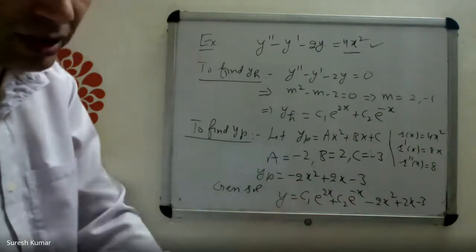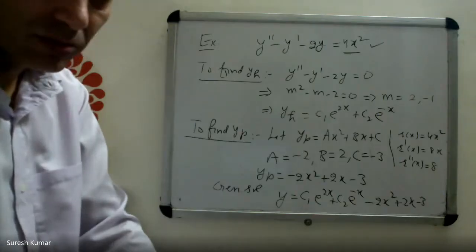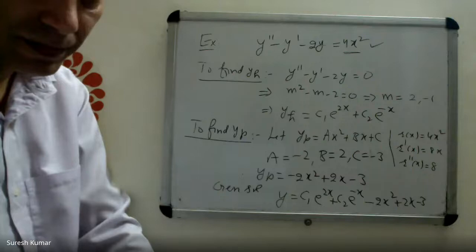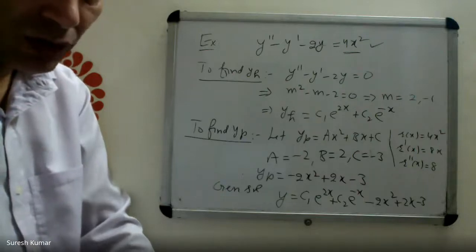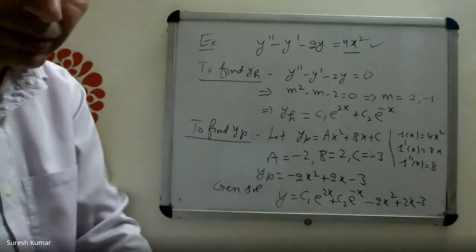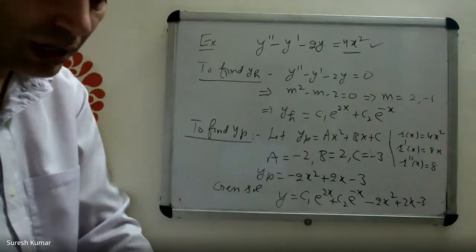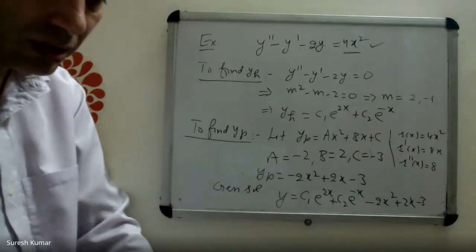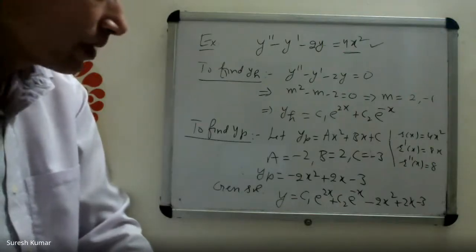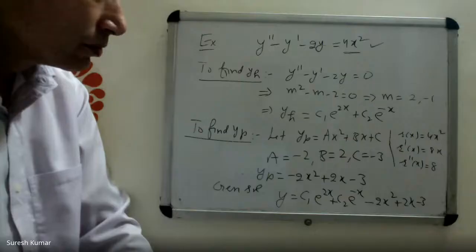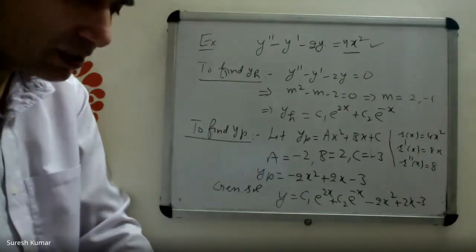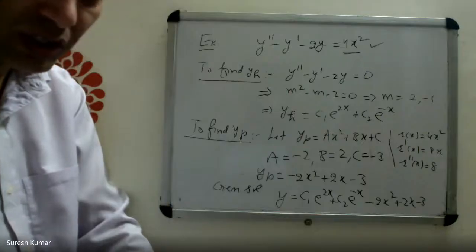Why we equated the coefficients on both sides? Because it is a solution, so it should be an identity. An identity means the coefficients of x should be equal on both sides. Any doubt in this procedure? You can ask me before I move to the next problem.